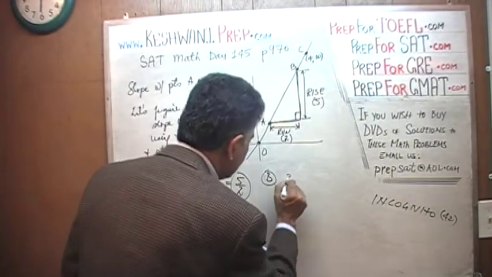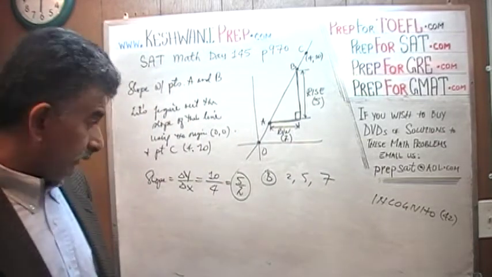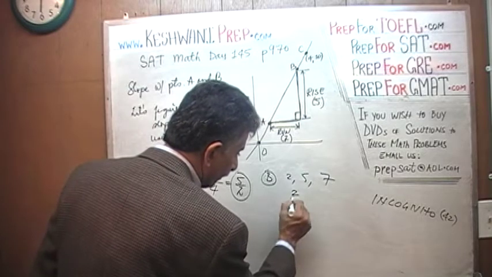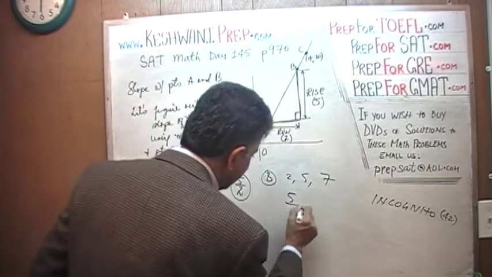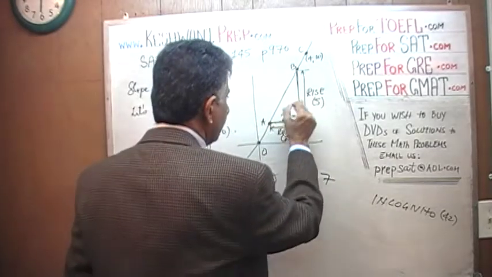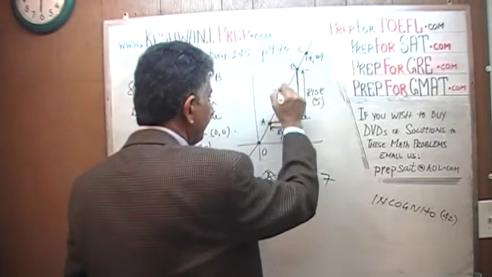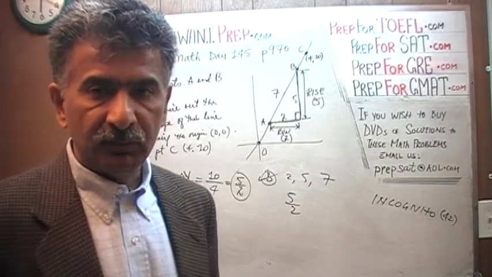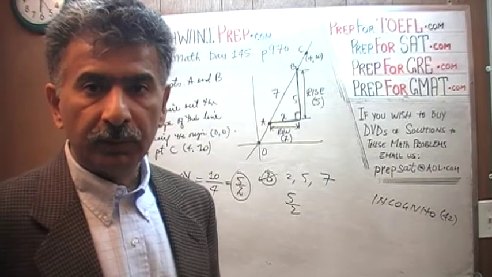B says 2, 5, and 7. Well, that is right. 5 over 2. You see, the ratio of shorter side to longer side is 2 to 5, or 5 over 2. So that seems like a right answer. So if you put 2 here and if you put 5 here, what's going to be the hypotenuse? Is the hypotenuse going to be 7? Is it possible for a hypotenuse to be 7 if the two sides are 2 and 5? The answer is no. How do we know that very quickly without doing any work?